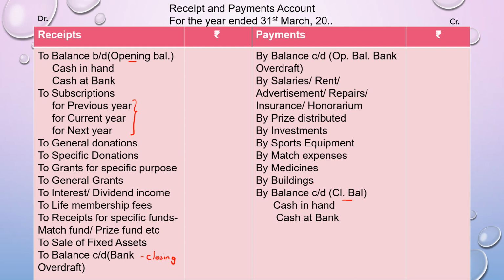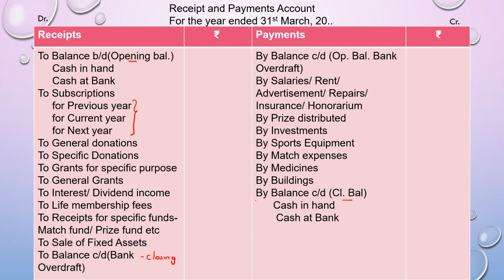So there is a payment taking place, so that also appears on the payment side. And finally, the receipt and payment account closes with the closing balance of cash and cash in bank, and the overdraft balance comes on the debit side. So these are the several items.